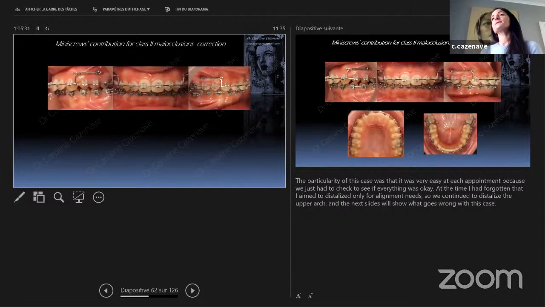And the particularity of this case was that it was very easy at each appointment because we just had to check to see if everything was okay. At the time, I had forgotten that I aimed to distalize only for alignment needs. So we continued to distalize the upper arch, and the next slide will show what goes wrong with this case.